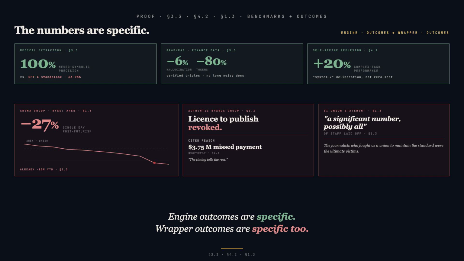Against this, the wrapper outcomes are also specific. Arena Group stock plunged 27% in a single day after the Futurism report, having already lost over 80% of its value across the year. Authentic Brands Group revoked the license, citing a missed $3.75 million quarterly payment. The timing tells the rest. The SI union reported that a significant number, possibly all, of the staff were laid off. The journalists who fought as a union to maintain the standard of this storied publication were the ultimate victims of a strategy that sought to replace them with cheap algorithms.